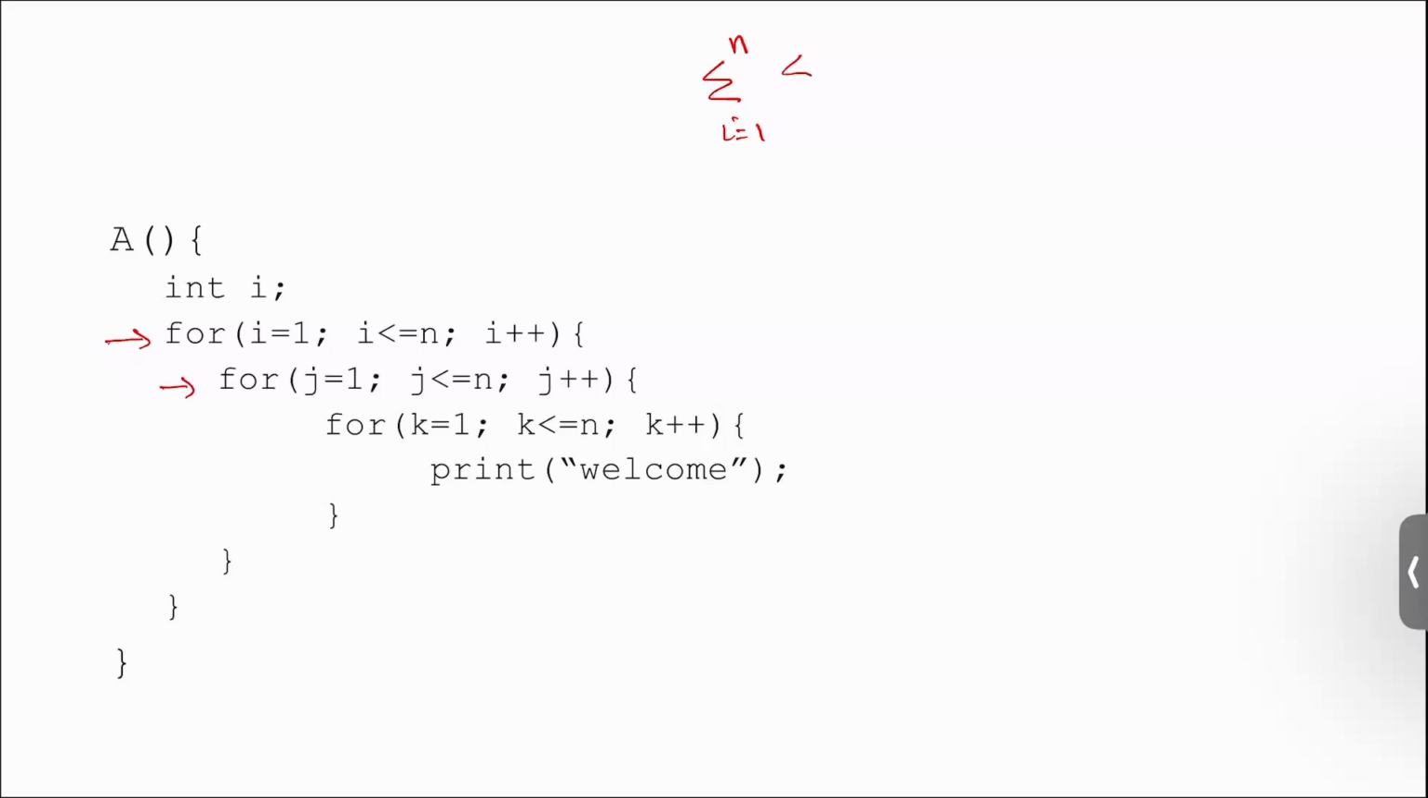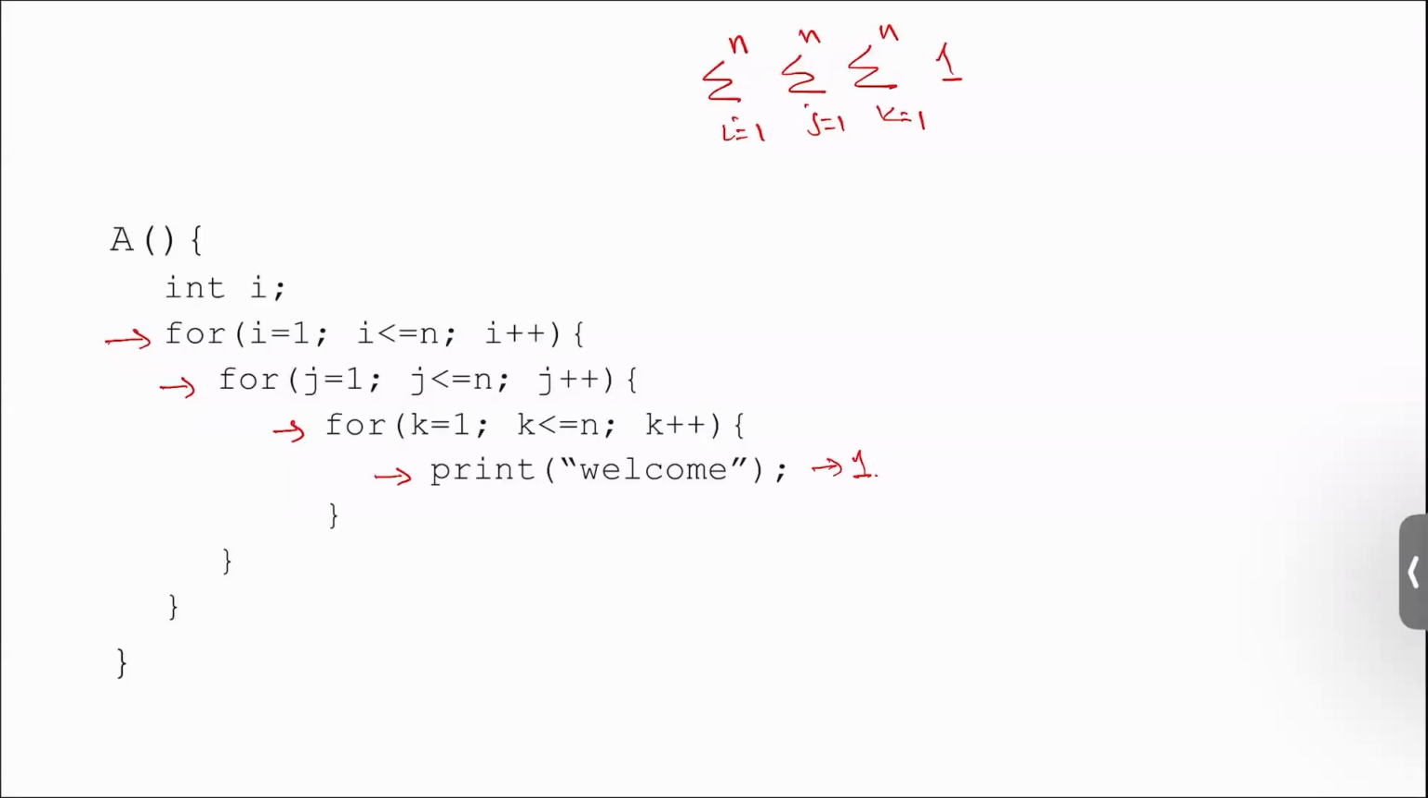So we'll set up another sum equation inside this one, which is j going from 1 to n. In this loop, we have another loop inside, which means another sum equation. So 3 sum equations. k is going to start from 1 up to n. And what we are doing in this loop is printing welcome on the screen, which takes a constant amount of time, which is 1. So we are able to set up the sum equation.